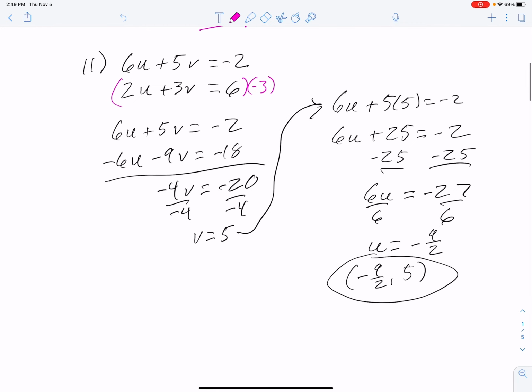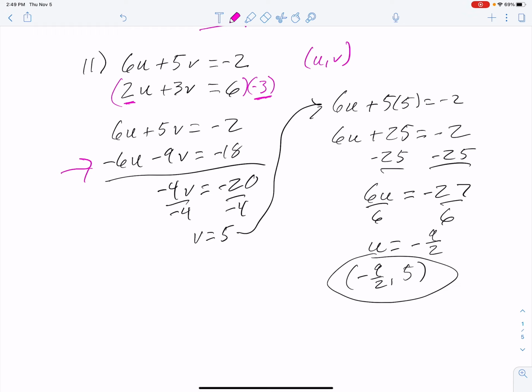So 11, again, since nothing was plain old u, plain old v, I decided to use elimination again. Again, remember, ordered pairs are written in alphabetical order, so my answers are going to go u, v. I decided to get rid of the u value, since then I would only have to multiply one equation. And so to change 2 into -6, I multiplied by -3.